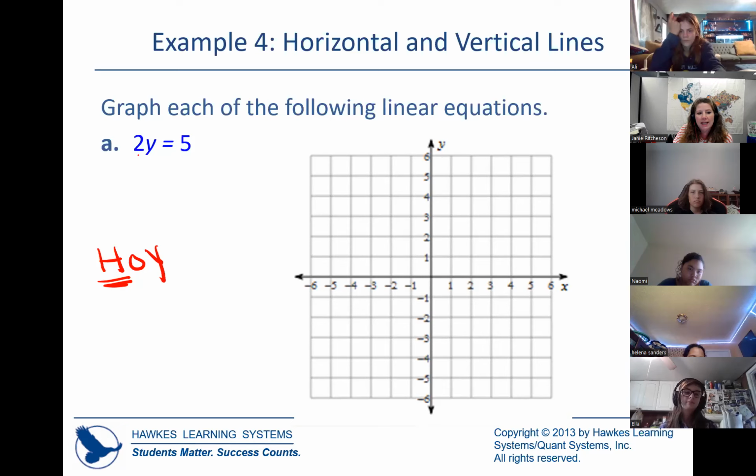Okay, so for example, let's look at this one. To solve for y, we would divide both sides by 2. So we get y equals 5/2, which is 2.5, right? So I'm going to come up here at 2.5. I'm going to make a horizontal line.